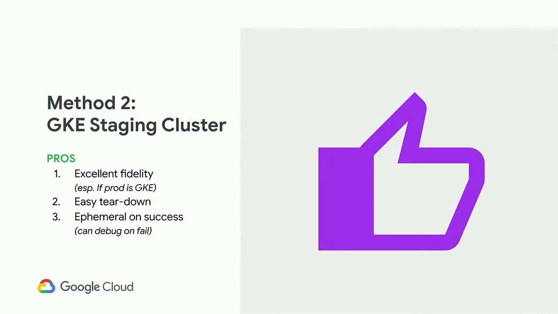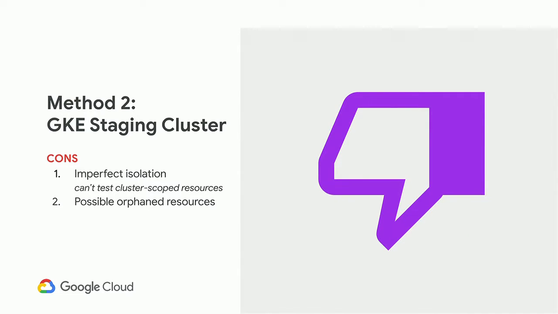So the pros of this: excellent fidelity, especially if your prod happens to be running on GKE, and I hope you've heard some things this week that have helped you think that maybe that's a good idea. Easy teardown: delete the namespace, and everything's gone. And we have that ephemerality that we're looking for: on success, it disappears, on failure, it hangs around to go debug. Cons: imperfect isolation.